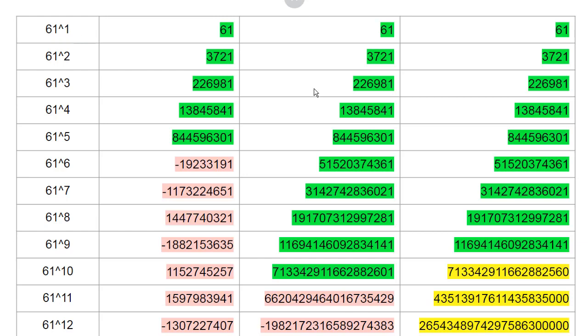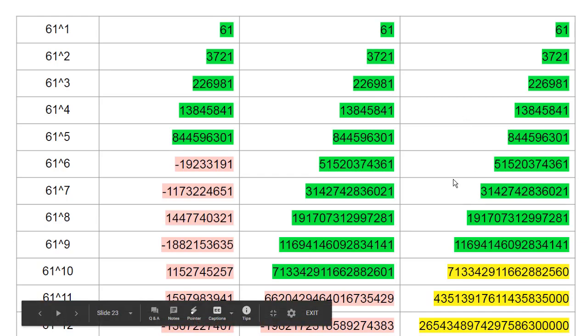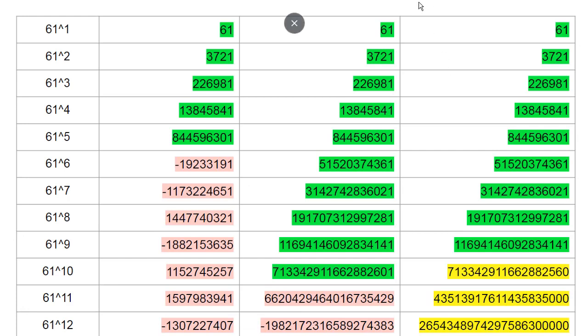I use color coding: the green numbers are absolutely correct results. Red numbers are totally wrong. And the yellow numbers are the ones that are almost correct. They're roughly correct, but they're not precise. These columns are the numbers printed when we use int type. This column uses long type, and this column uses double and Math.pow to compute the power.